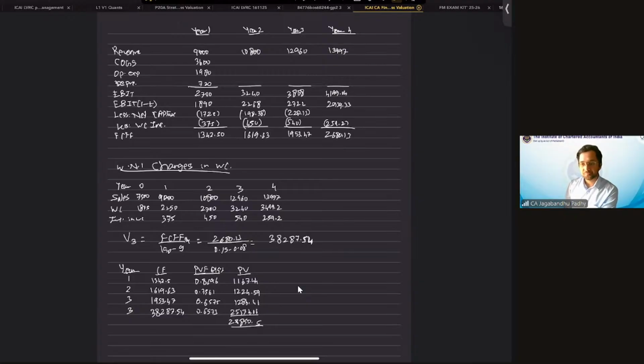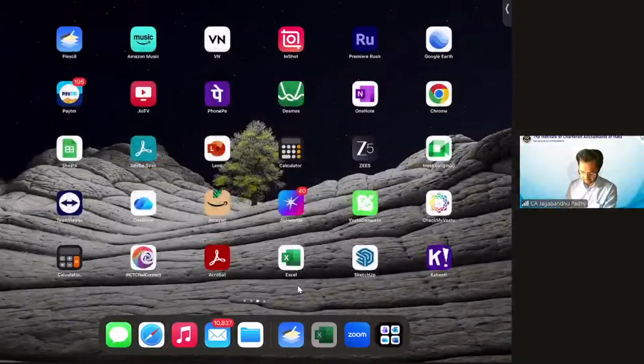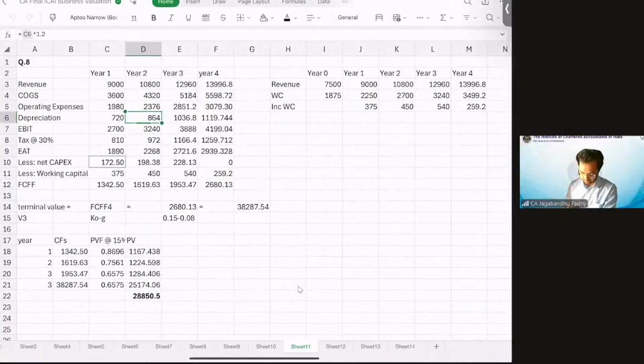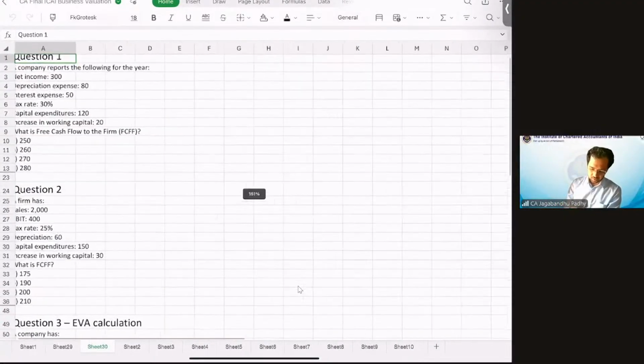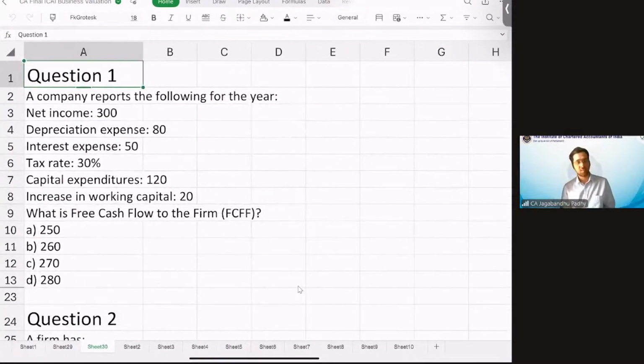Okay, guys. Have it done? Shall we go for the MCQ discussion? Yes. Okay, so here we have the MCQs. First question. What will be the answer for this, guys?